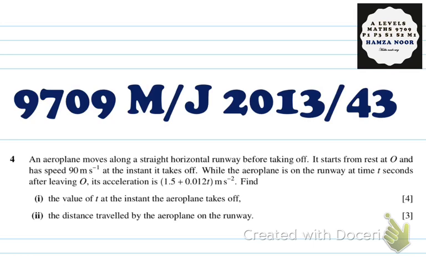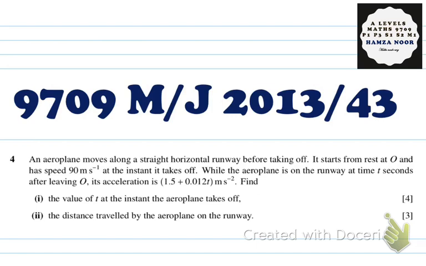So let's start. The question says that an aeroplane moves along a straight horizontal runway before taking off. It starts from rest at O and has a speed of 90 meters per second at the instant it takes off. While the aeroplane is on the runway, at time t seconds after leaving O, its acceleration is 1.5 plus 0.012 t meters per second squared. Find the value of t at the instant the aeroplane takes off.